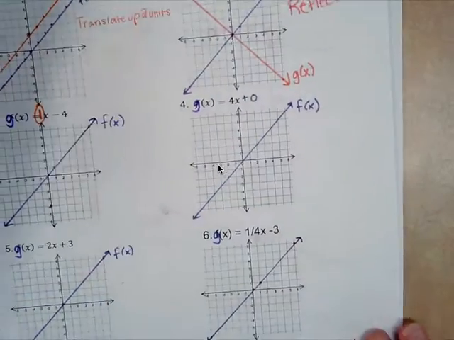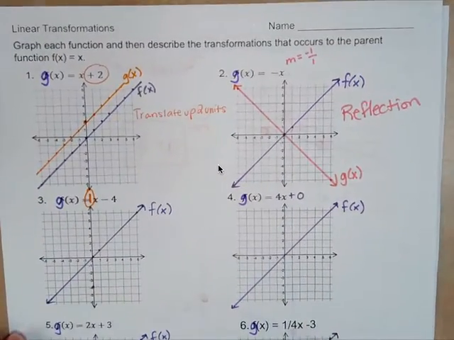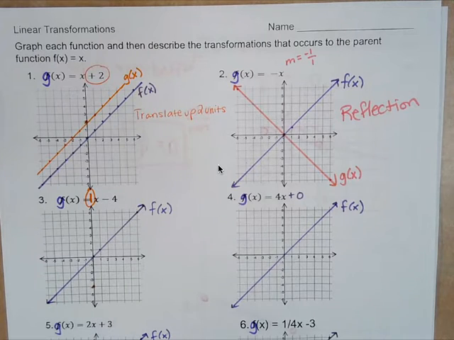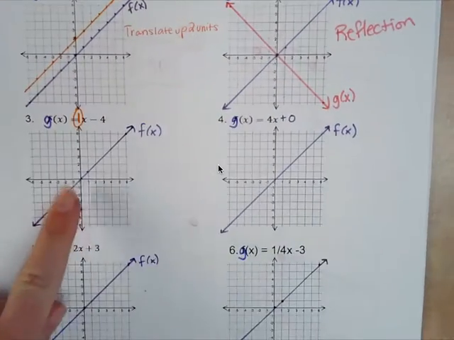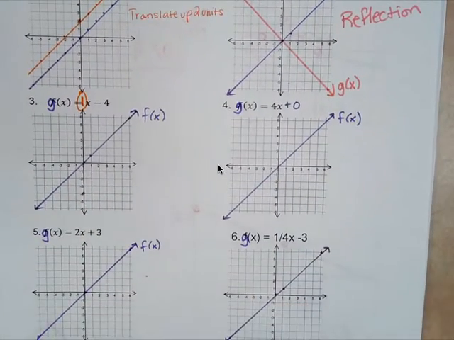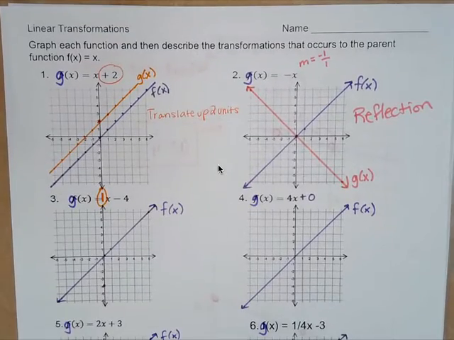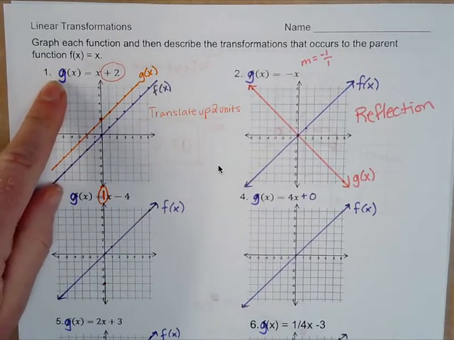Okay, let's look at yesterday's assignment, linear transformations. So on each one of these, 1 through 6, you need to graph the linear parent function, which is just f of x equals x. So I did those in purple, as you can see. And then we are going to graph the new function. I renamed that g of x.